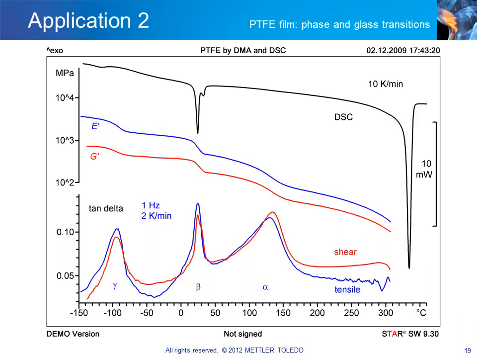The DSC curve shows the phase transitions of PTFE at about -100 and +30 degrees, as well as melting at 327 degrees. The same transitions can also be easily measured by DMA. The transition at -100 degrees is much clearer. In addition, the shear and tension measurements show the glass transition at 130 degrees. This cannot be detected in the DSC curve due to the low intensity of the transition.